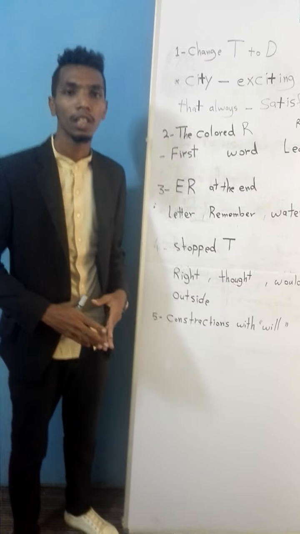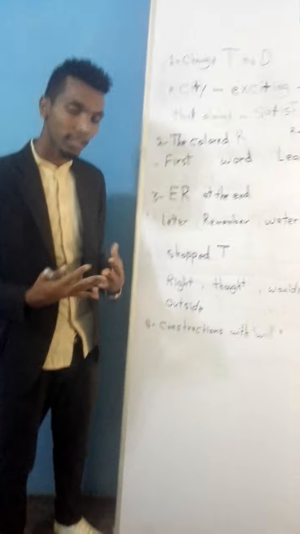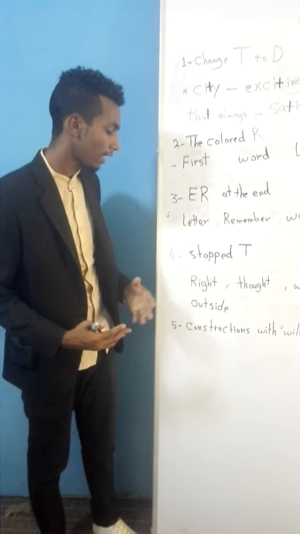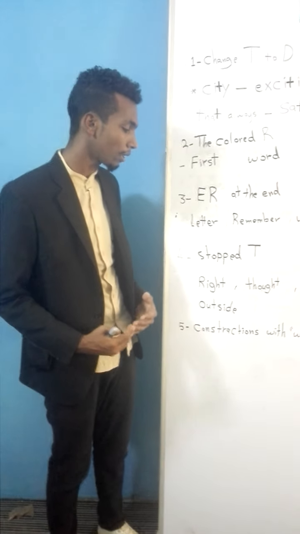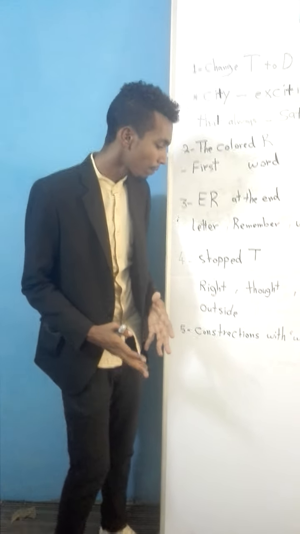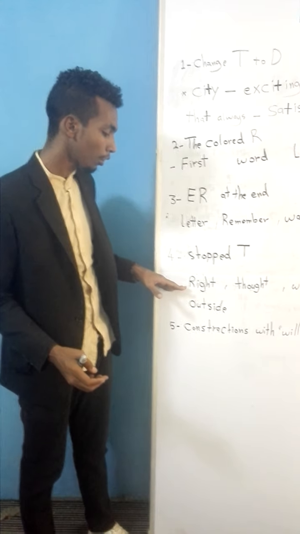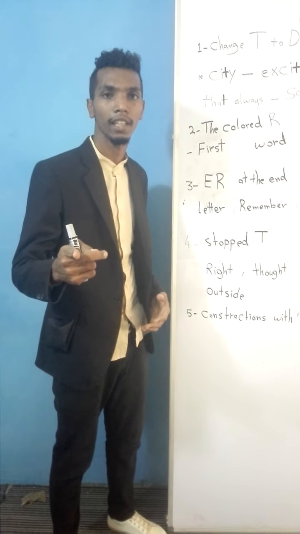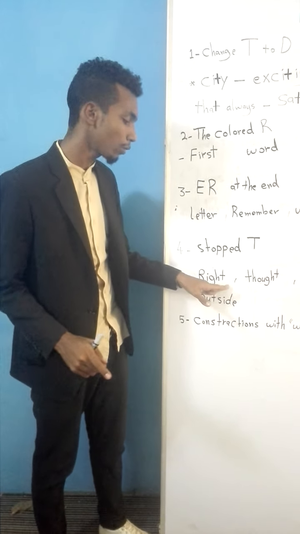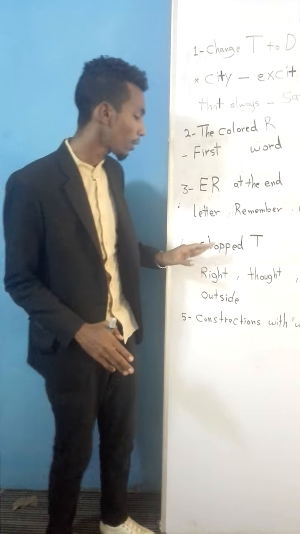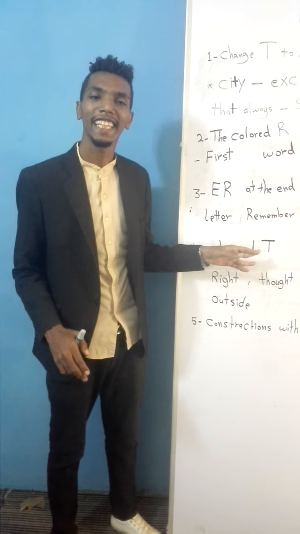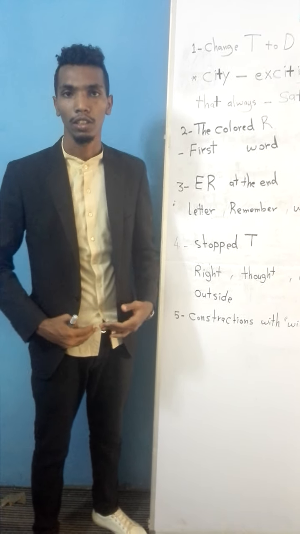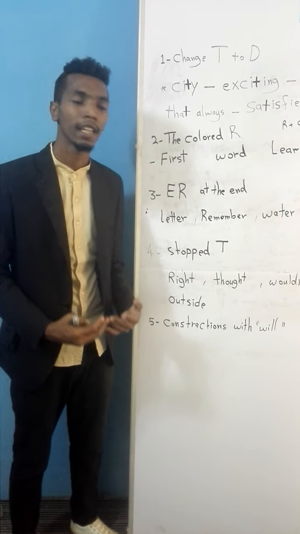Number 4 is the stop T. Well, this is very important because you need to focus: some American people don't pronounce the T if it comes at the end of the word or in the middle of the word. Like we have the word right. They don't say right, they say right. You're right. As you see, when it comes to the letter T, they stop. That's why we call it the stop T. Right. They say right instead of right. You're right.